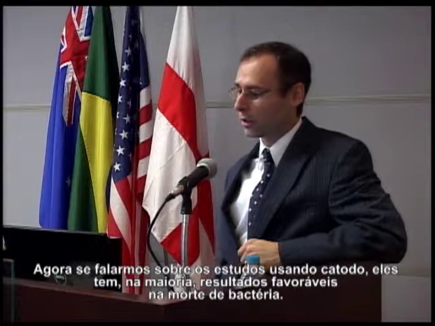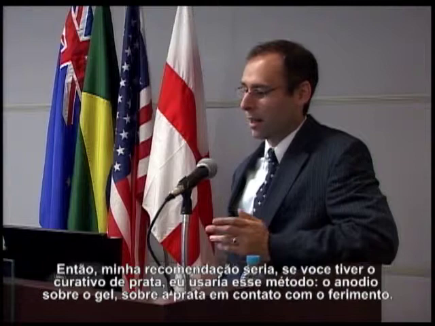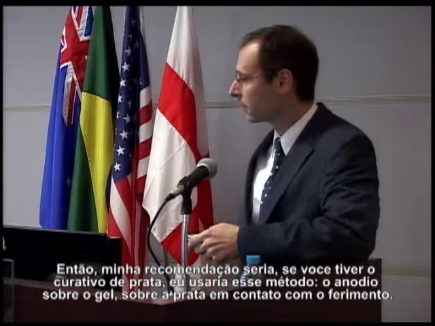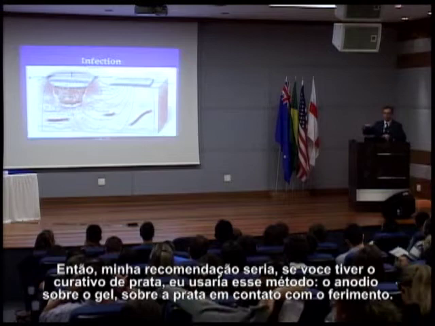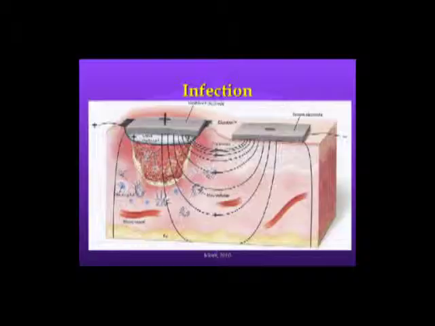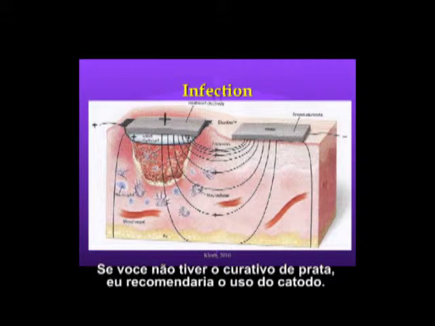So my recommendation would be, if you have a silver dressing, I would do it this method. I'd do the anode over a conductive gel, over a silver dressing that's in contact with the wound. If you don't have a silver dressing, I would recommend using the cathode.